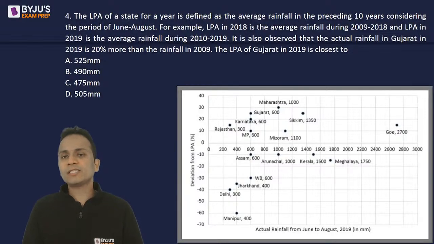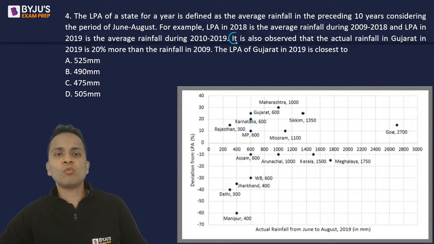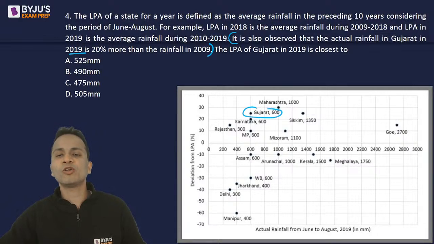So now it is time to look at all the previous data. First of all, let's understand what all things are given here. It is observed that the actual rainfall in Gujarat in 2019 is 20% more than the rainfall in 2009. The actual rainfall in Gujarat. Let's talk about Gujarat. Let's locate Gujarat.